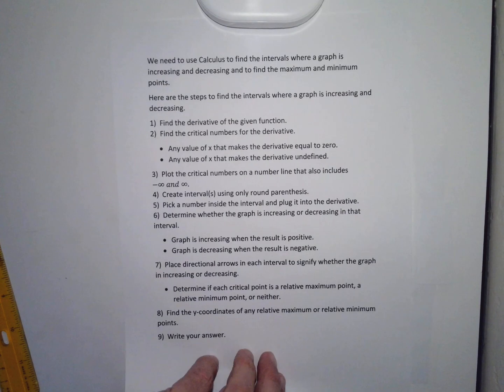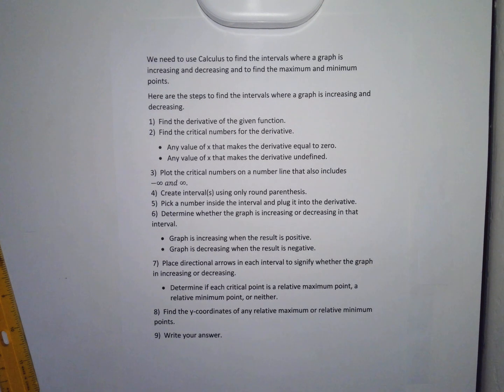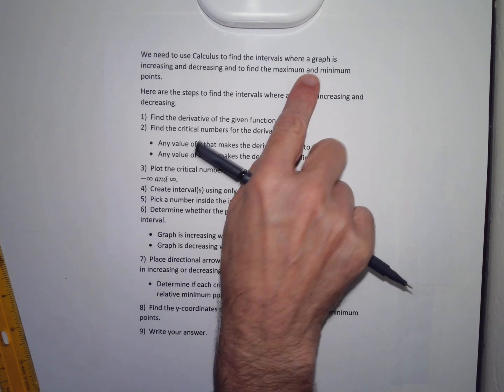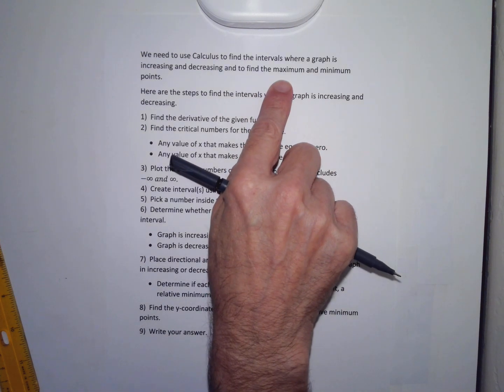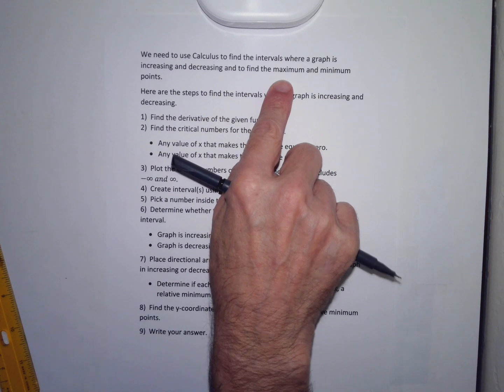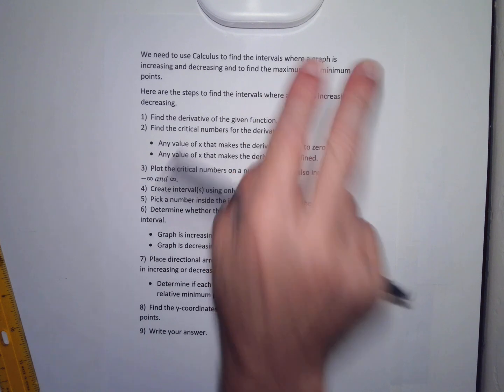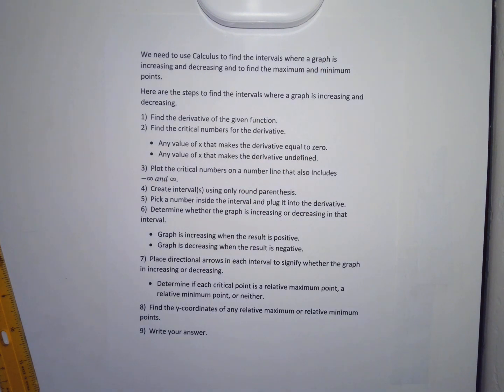I typed up probably too much, but I typed up quite a bit right here that I should talk through. So we're going to use calculus to find the intervals where a graph is increasing and decreasing and to find the local or relative maximum and minimum points. You see how I usually scrub the words local and relative? That's just lazy on my part, but I'll live with it. That's probably a common thing to do.